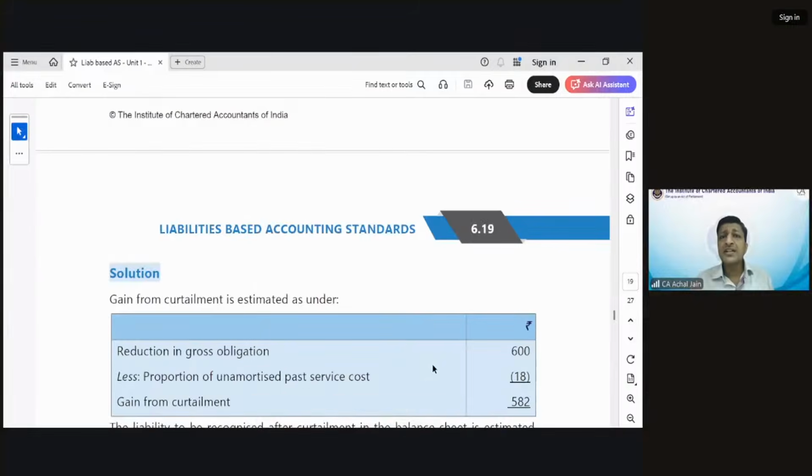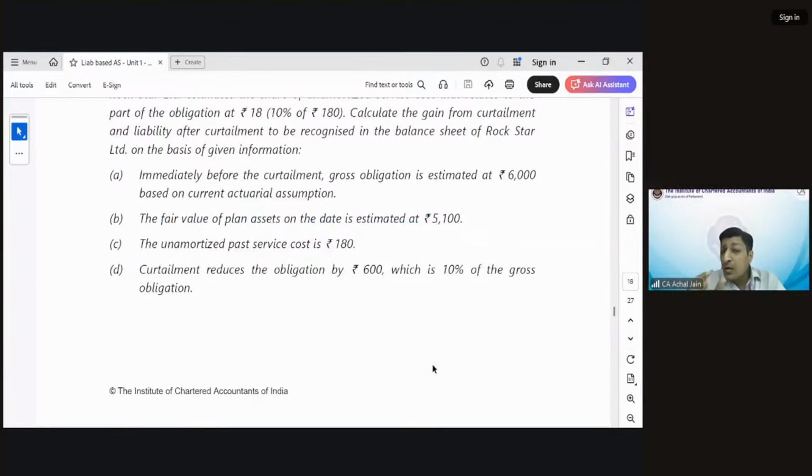What is gross obligation? That is your liability. Now, corresponding to this, there is an unamortized cost. Unamortized cost, you can say it's a deferred cost, which you are carrying in the books. So when you are reducing the liability by 10%, why is it 10%? It is given in the question. So that's why this unamortized cost will also be reduced by 10%.